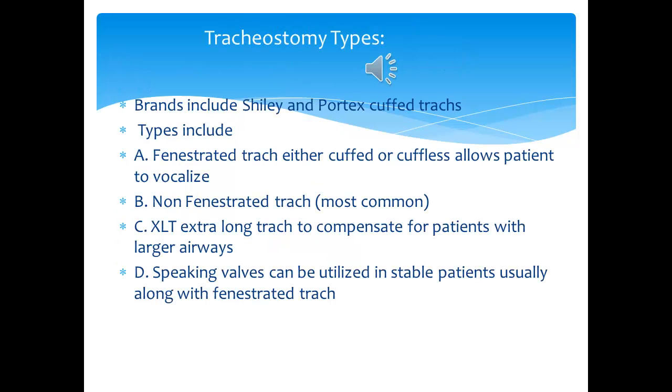Types of tracheostomies include fenestrated trach, either cuffed or cuffless, which allows patients to vocalize due to the openings in the trach, a non-fenestrated trach, which is the most common type, and XLT, which is an extra long trach to compensate for patients with larger airways. In addition, speaking valves can be utilized in stable patients, usually along with fenestrated trachs, to promote vocalization.